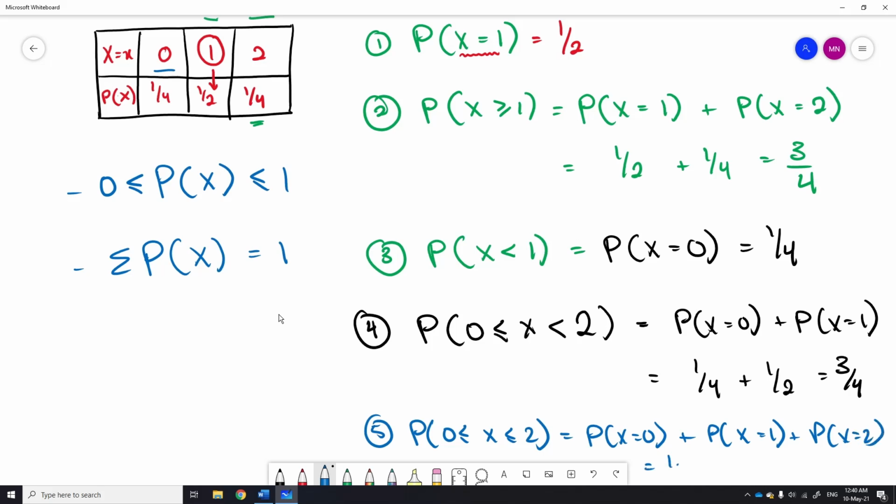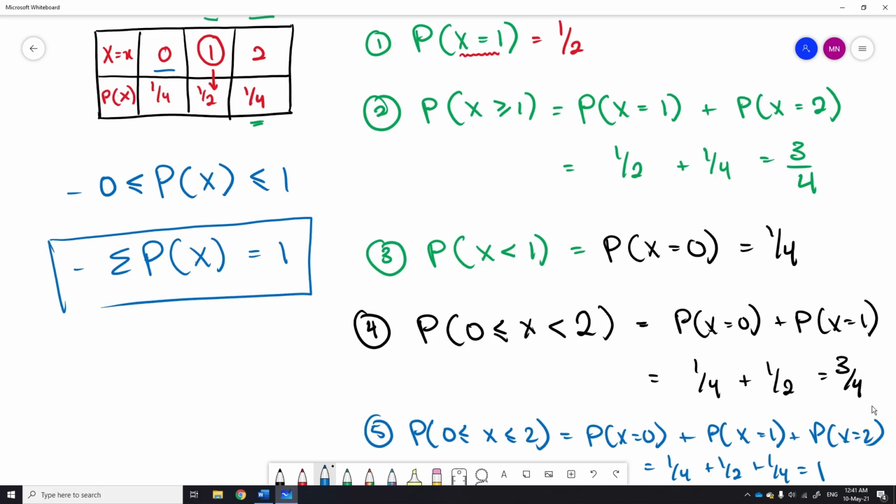Total of all of this: 1 over 4 plus 1 over 2 plus 1 over 4, so they just equal to 1. So that follows our second characteristic, where the summation of probability of x equals 1.